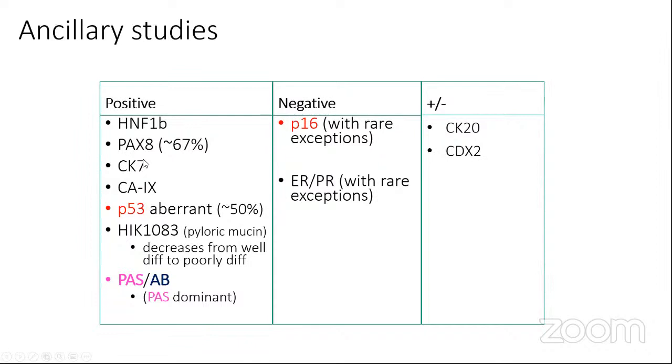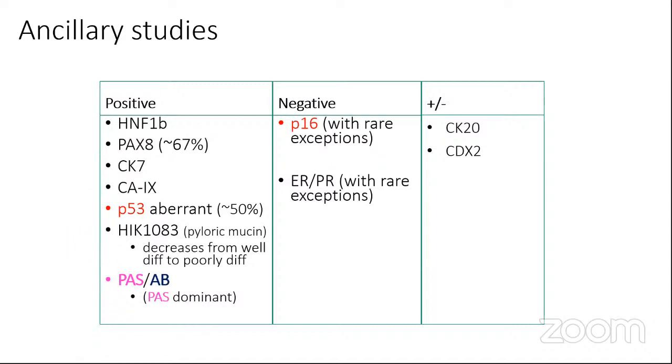Well, the positive stains are listed here. You may be familiar with HNF1 beta, which is commonly used to identify clear cell carcinomas, but what we found from our IACC study was that almost all cervical adenocarcinomas express HNF1 beta. So this is not a specific stain at all for clear cell carcinoma of the cervix. PAX8 is positive in about 2/3 of the cases, so you can have PAX8 negative cervical gastric type adenocarcinomas.